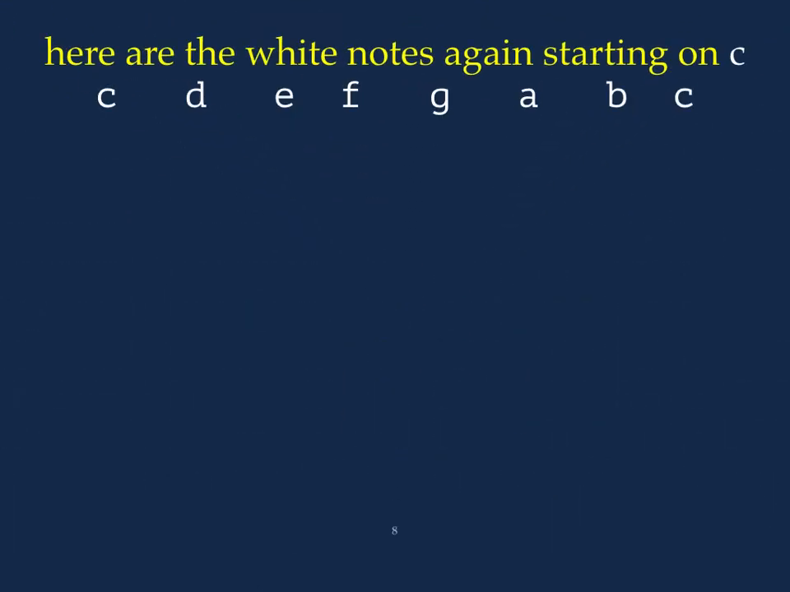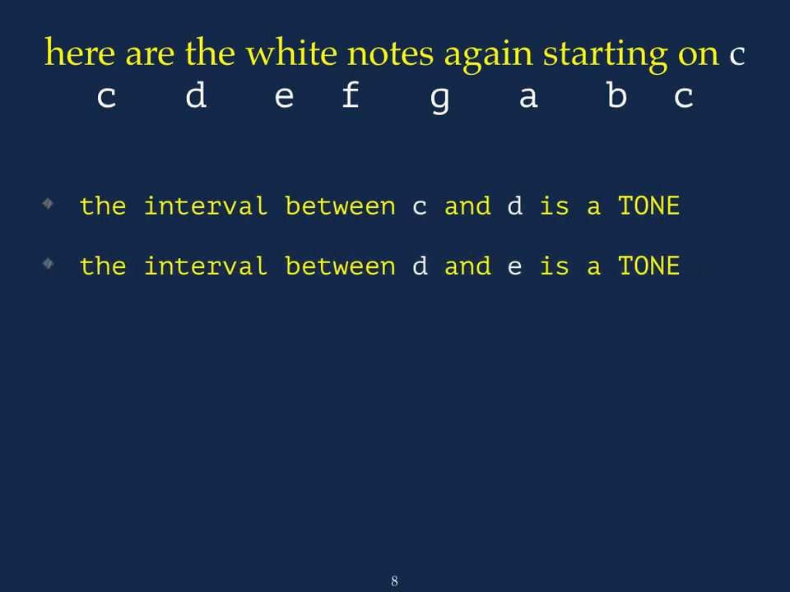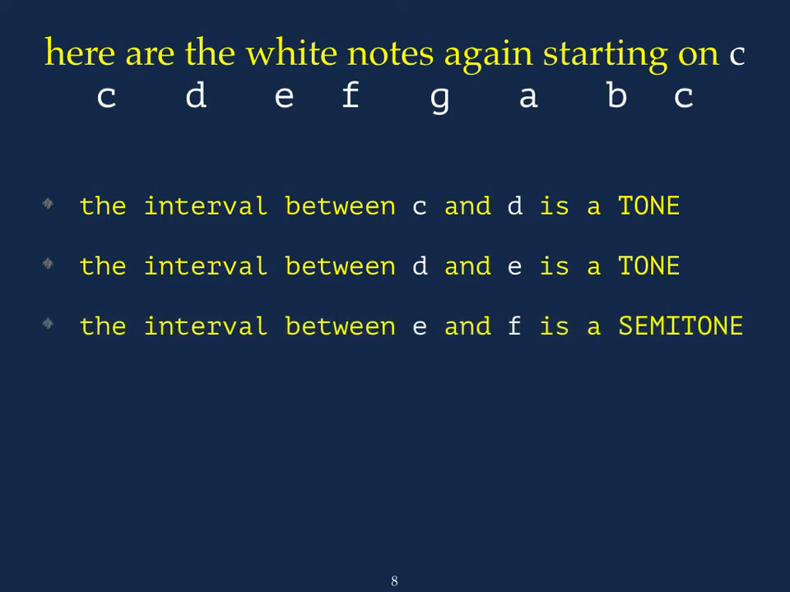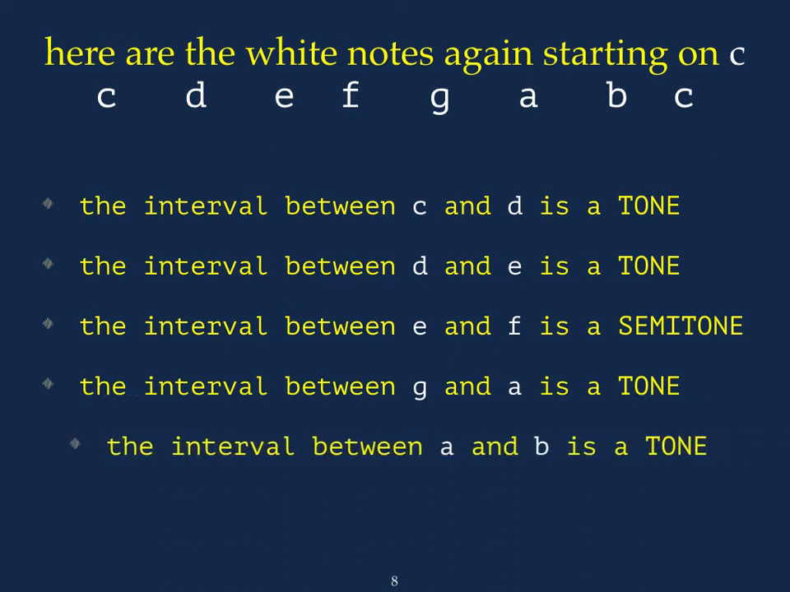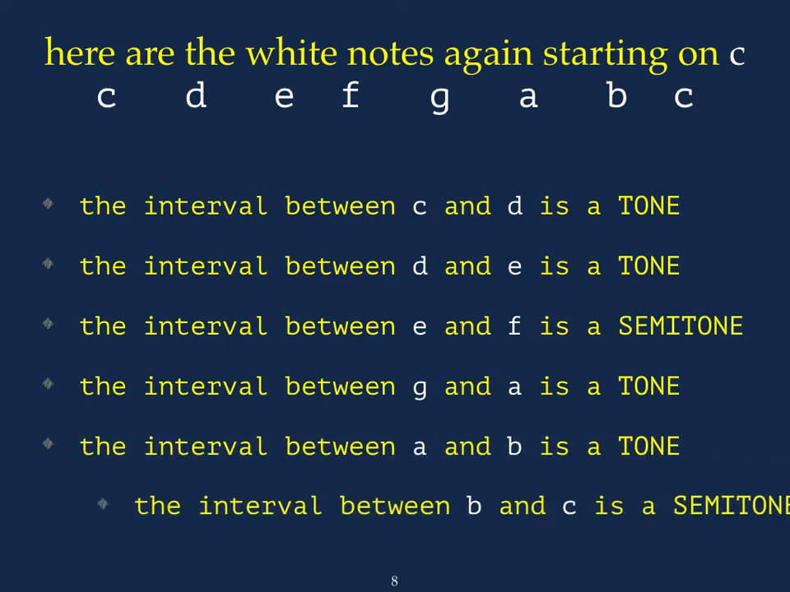Now here are the white notes again, starting on C. This is because we can construct our first major scale with no sharps or flats, and it will be easier to understand. The interval between C and D is a tone. Between D and E it's a tone. Between E and F, semitone. The interval between G and A is a tone. Between A and B is a tone. Between B and C is a semitone.